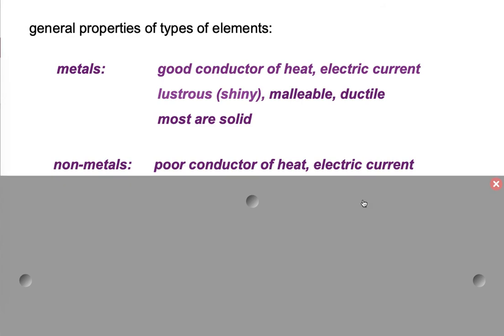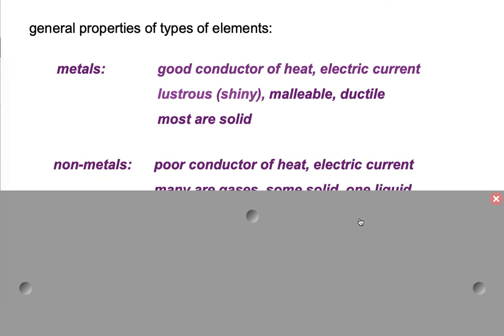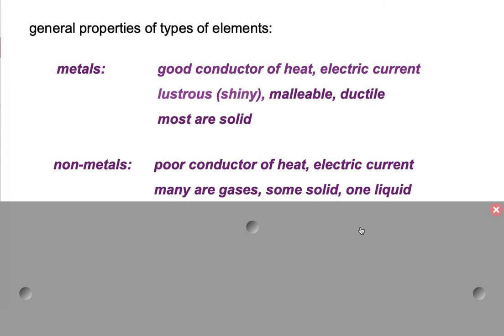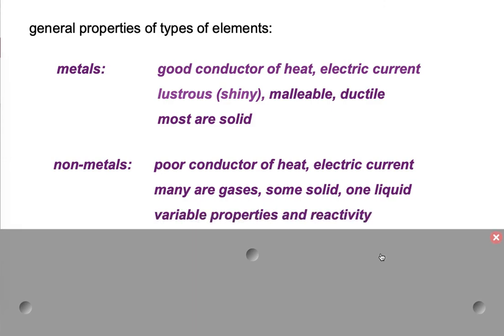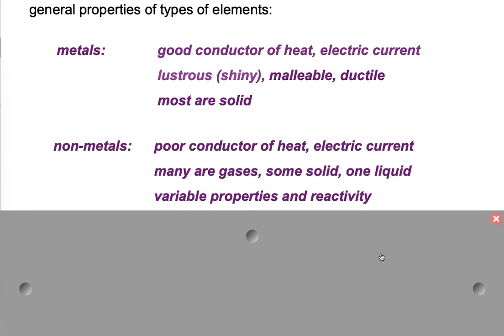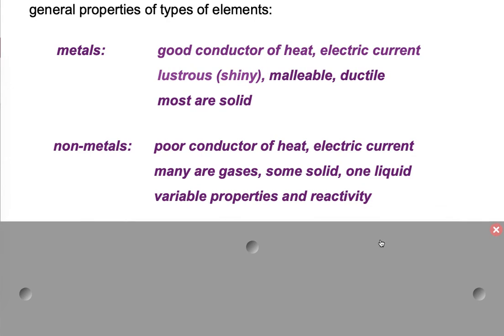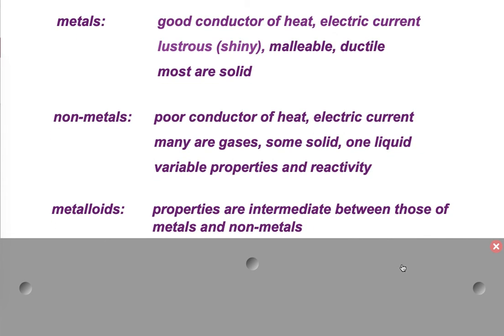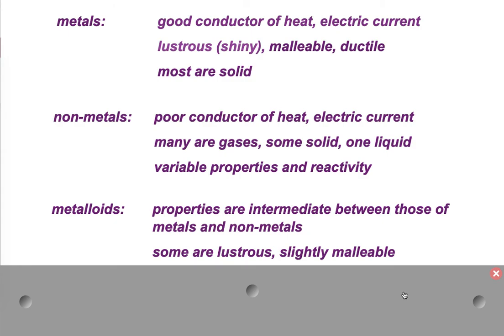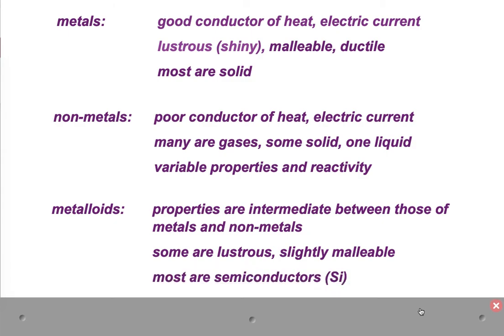Nonmetals, on the other hand, are insulators. They are poor conductors of heat and electric current. In terms of physical states, many of them are gases, some are solid, and one of them, bromine, is a liquid under normal conditions. They have quite variable properties in reactivity. They vary from the completely inert noble gases like helium, neon, and argon that do not react at all, to fluorine, which is probably the most reactive element on the periodic table. Metalloids have properties that are intermediate between those of metals and nonmetals. Some are lustrous, some are slightly malleable, and almost all of them are semiconductors like silicon.